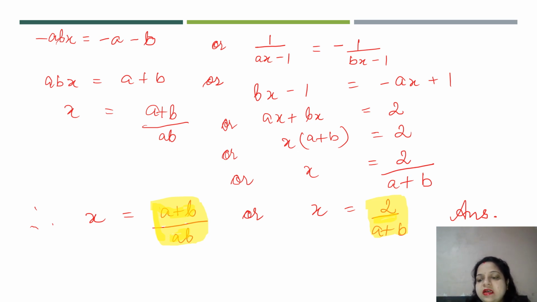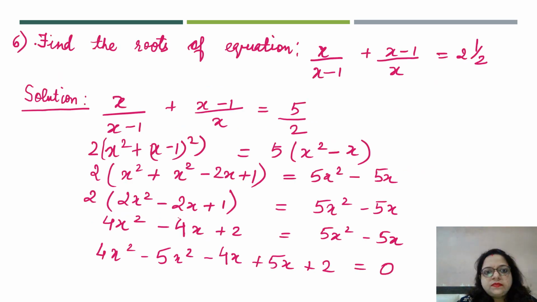Okay children, coming to the next slide. Now students, finding the roots of the equation. The equation is given in the form of x upon x minus 1 plus x minus 1 upon x is equal to 2 1 by 2. Okay. Solution. See the solution, x upon x minus 1 plus x minus 1 upon x is equal to 5 by 2.